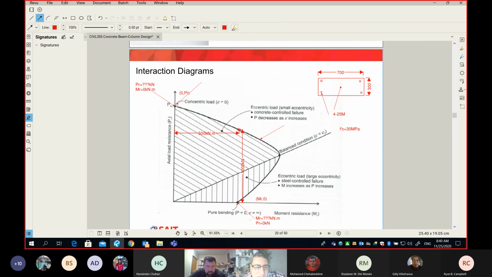What does it mean? It means if I have no bending moment, which is this point here, I get the maximum. You can tell here, I can carry so much. And as soon as I add some bending moment, you can see if I go this way, it means I'm adding more bending moment. And that makes sense. When I add bending moment, you can tell what happens to the axial force. Am I carrying more axial force or less?